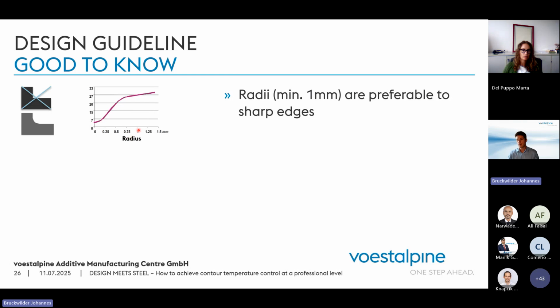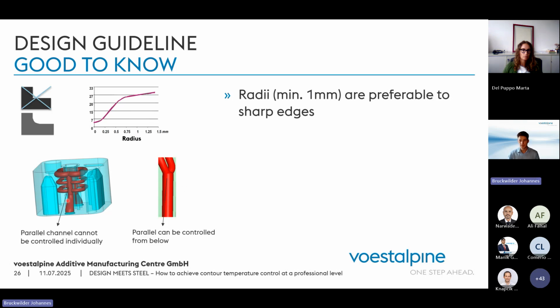And below 1 millimeter, every 0.x counts. As you see here, there's a huge ramp up. So if you are designing a part and you put a 0.25 radius there, maybe 0.7 would also be sufficient, or 0.3, 0.5, whatever. Please take this into account. This is not just important for the channel design, but also for the cavity design.